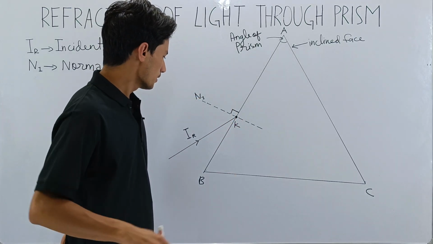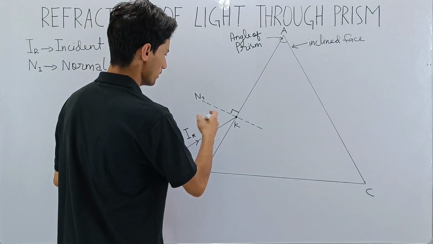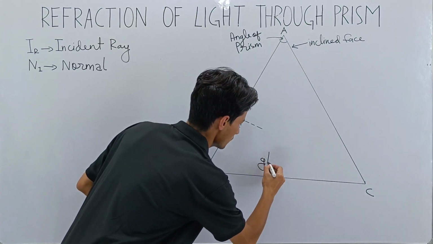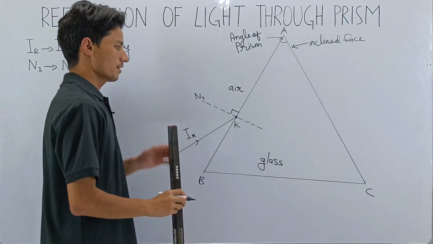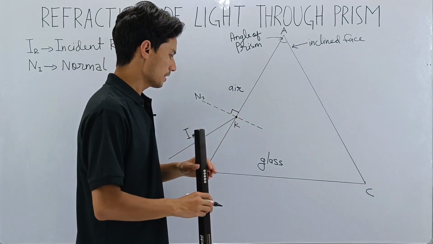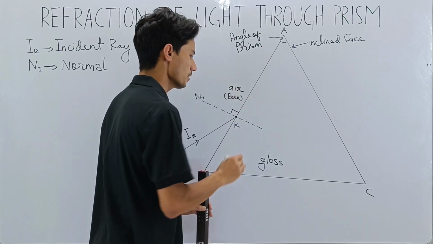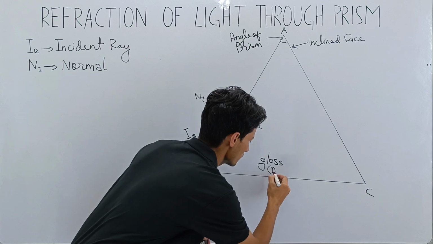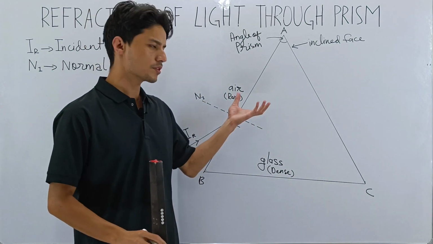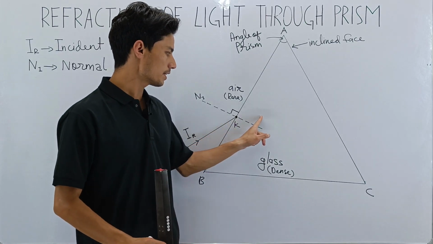Now it is time to draw the refracted ray. See, this is air, and this is glass. So light travels from air to glass. Light travels from rare medium to dense medium. Air is rare, glass is dense. So light enters from a rare to a dense medium.